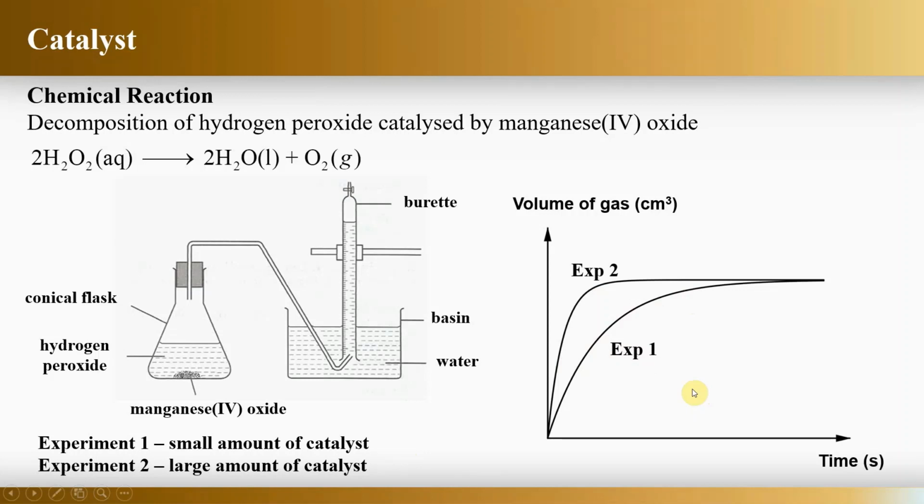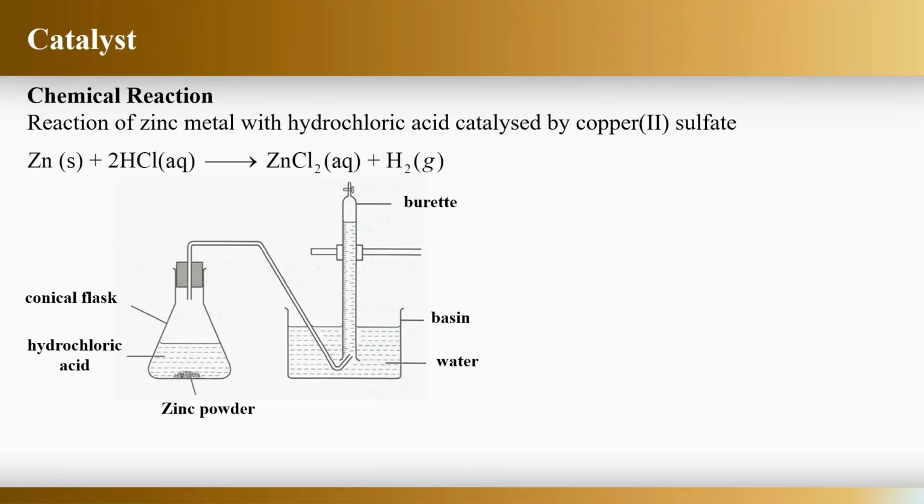We can also use another chemical reaction to investigate the effect of catalysts on rate of reaction. We use zinc metal with hydrochloric acid catalyzed by copper(II) sulfate, and in this experiment we are going to collect hydrogen gas to measure the rate of reaction.